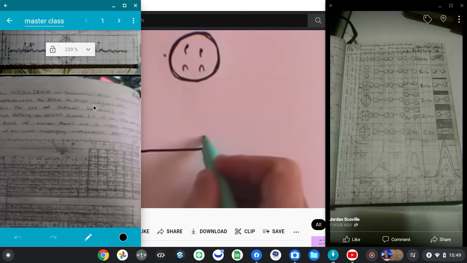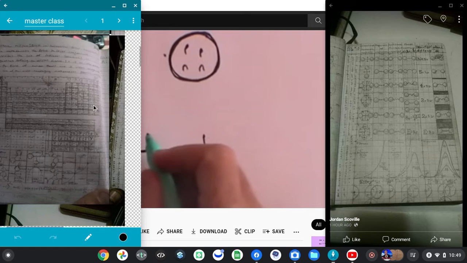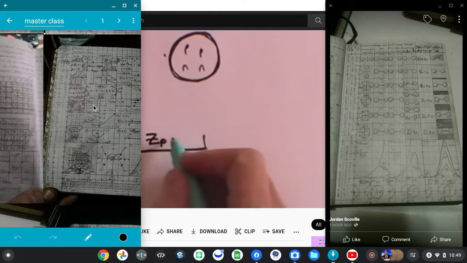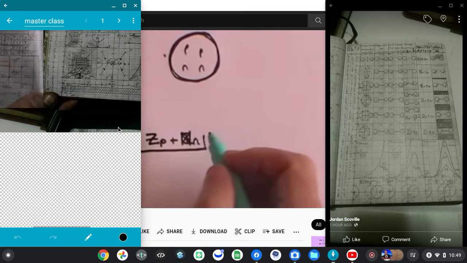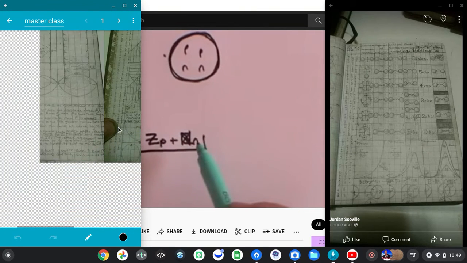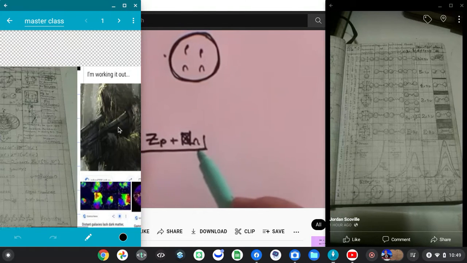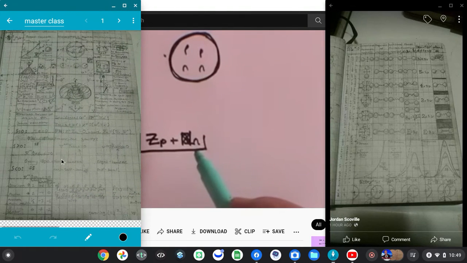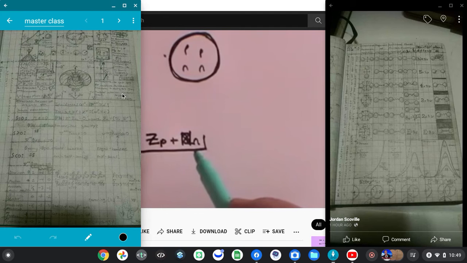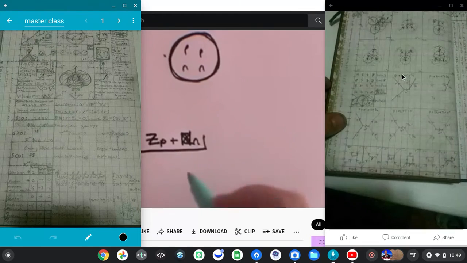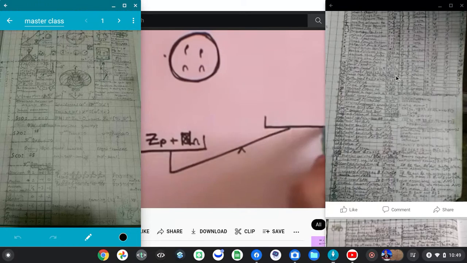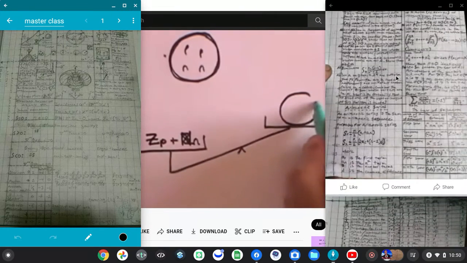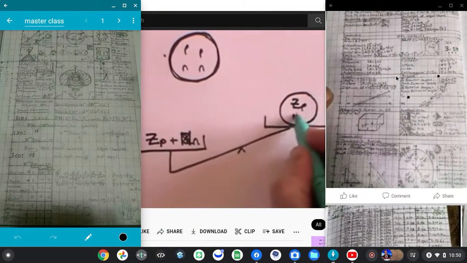Thought experiment. If you were to take a set of scales, we've got Z protons and N neutrons, and you just take the number of protons and the number of neutrons. I'll show it to you here, and we'll put them on these scales. And on the other scale, you put the actual nucleus itself, which contains Z protons and N neutrons.